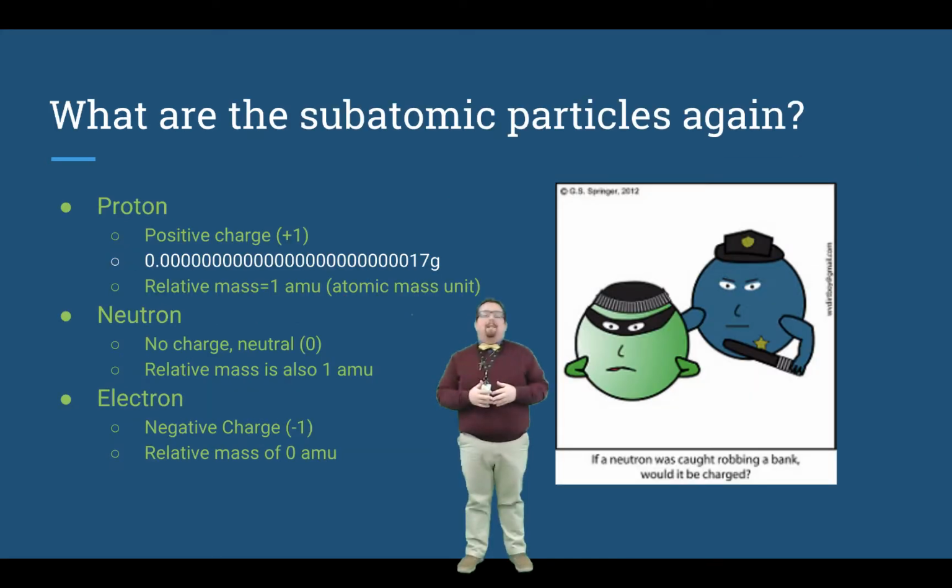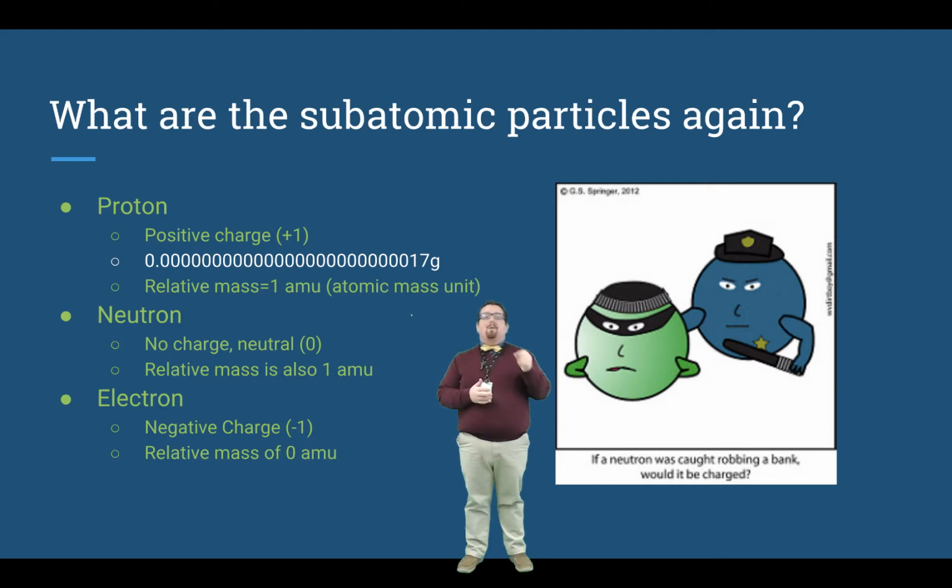So, our three subatomic particles, as you already know, are the protons, neutrons, and electrons. Protons exist inside the nucleus. They have a mass of 0.0000000000000000000000017 grams, and a charge of +1.